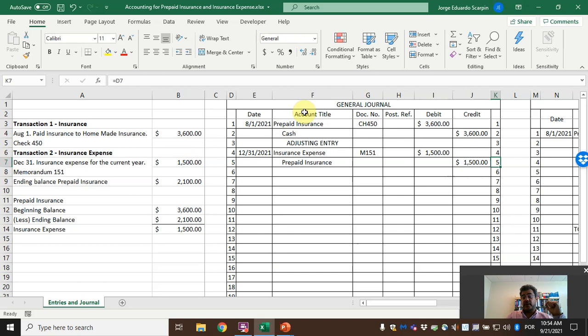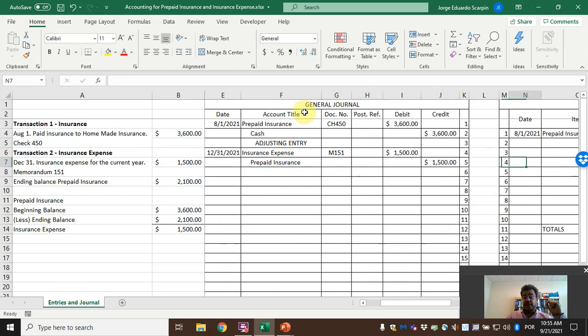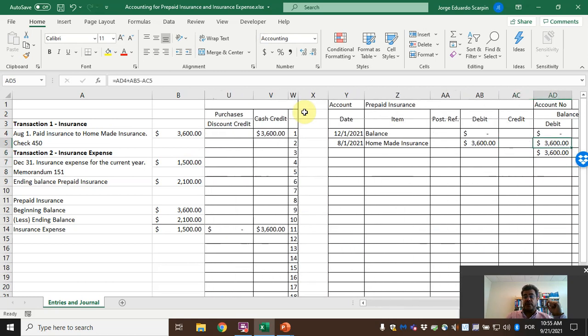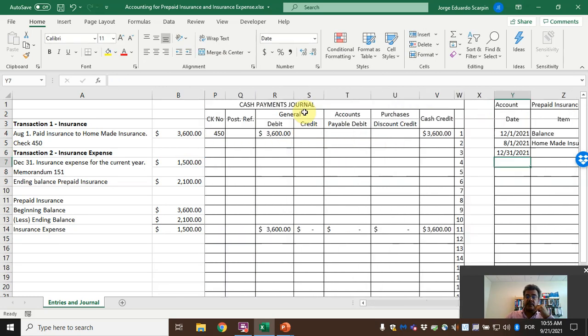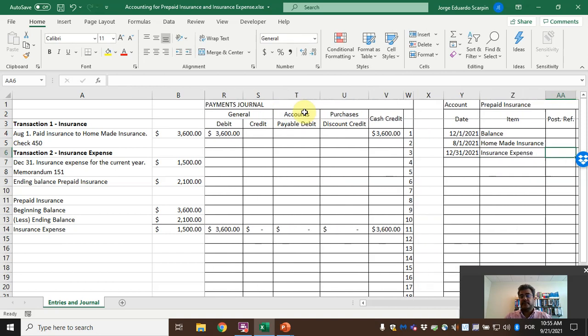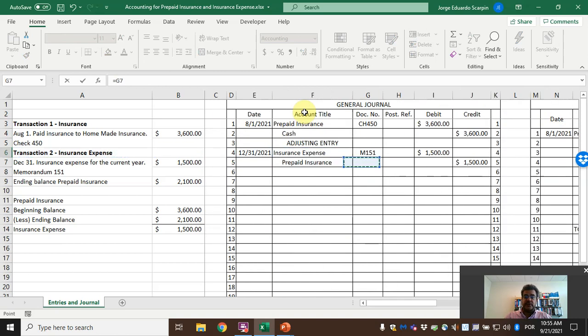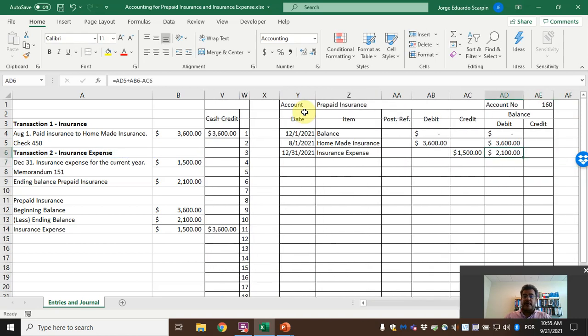Let's look at the other ledgers or the other journals. Cash payments, nothing to be done, no cash here. However, prepaid insurance, we have it. So December 31st, insurance expense. We did a credit on prepaid insurance, 1,500. Now the same ending balance here. So this same ending balance, so we are good.